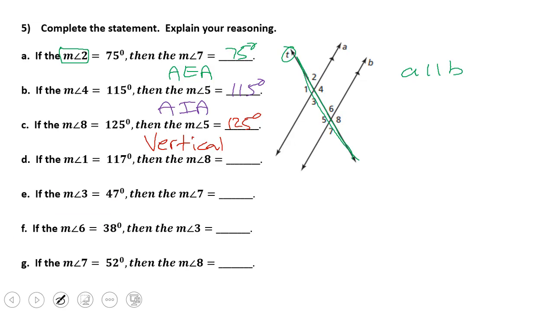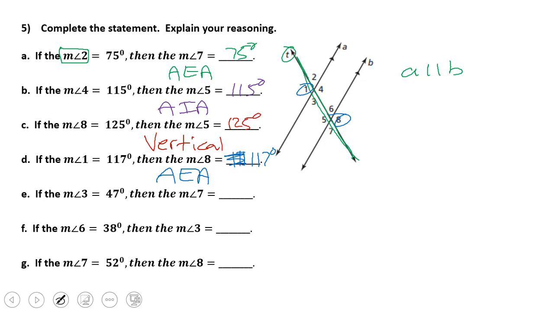Continuing to move forward. D, if the measurement of angle 1 is 117, then what's the measurement of angle 8? Well, here's 1 and here's 8, opposite sides of the transversal, outside the parallel lines on the exterior, so we call them alternate exterior angles. They are congruent, so 8 has to be 117 degrees.